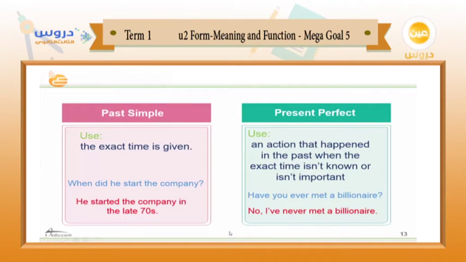The last part of our lesson today is when we use past simple tense and present perfect tense. Past simple tense versus present perfect tense. The use for past simple is that the exact time is given. If you remember at the beginning of our lesson, we said that for the present perfect, we use it for indefinite, unknown time. But for the past, it's definite. The exact time is given. But present perfect is for an action that happened in the past when the exact time is not known or is not important. We don't care about the exact time.